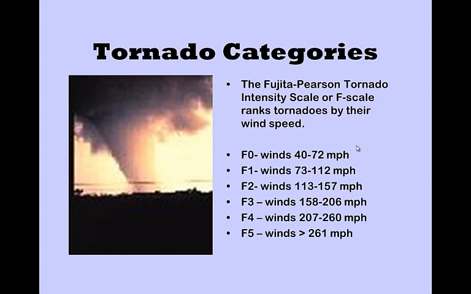Alright, so the Fujita-Pearson Tornado Intensity Scale, or the F scale, ranks our tornadoes. They're ranked the same way as hurricanes, but their numbers are different. An F0 is from 40 to 72 miles an hour. An F1 is from 73 to 112. An F2 is from 113 to 157. An F3 is from 158 to 206. F4s are 207 to 260. And an F5 is anything greater, 261 and up. So if you notice, this scale starts actually below the hurricane scale. And then from F1 to F3 is where all of our hurricanes are, whereas anything above an F3 has stronger winds than a hurricane.